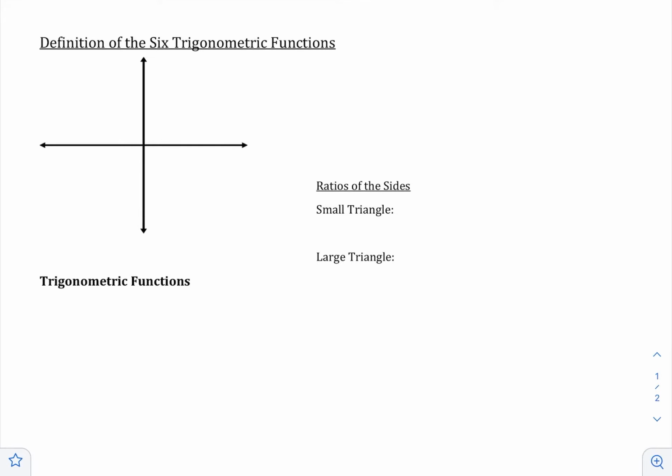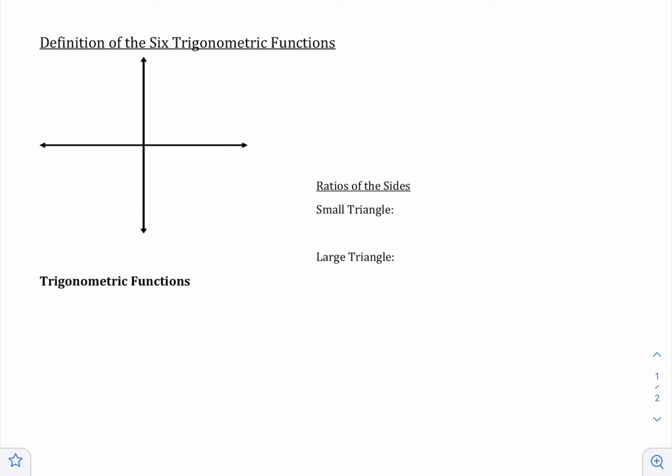Okay, now that we've done our little algebra review, we've discussed angles in degrees, angles in radians, how to convert angles, how to use coterminal angles. We can now introduce what is trigonometry. So we're going to begin by doing the definition of the 6 trigonometric functions.